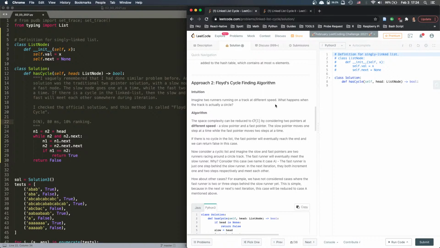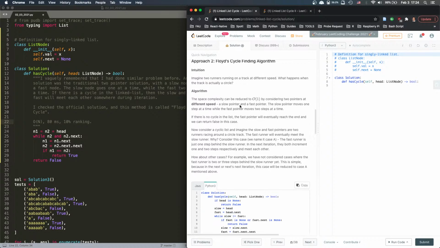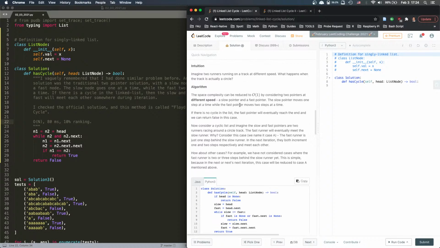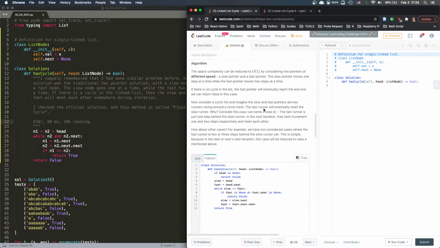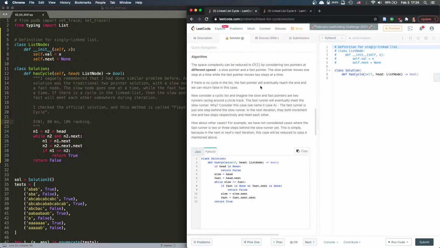Two runners, what happens when the track is actually a circle? Yeah, they'll meet each other. Slow and fast: one step at a time, two steps at a time. No circle, then the fast will eventually reach the end. If there is a circle, the fast runner will meet the slow runner. Why? The fast runner is just one step ahead of the slow runner. In the next iteration, they increment 1 and 2 steps respectively, and meet each other.